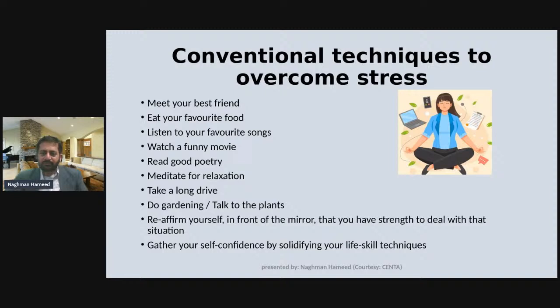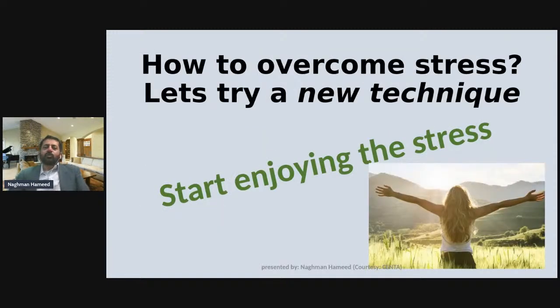Let's move further. How to overcome stress? Let's try a new technique and have a look at this technique. It's not funny. Start enjoying the stress. What about this? Start enjoying the stress. I've talked to many people about it. If you have stress, why don't you start enjoying it? Because stress is something that is given to you by nature, right? And they want you to manage it. So you are a special person who is chosen for this, isn't it so? Right? So accept it. Accept the stress.